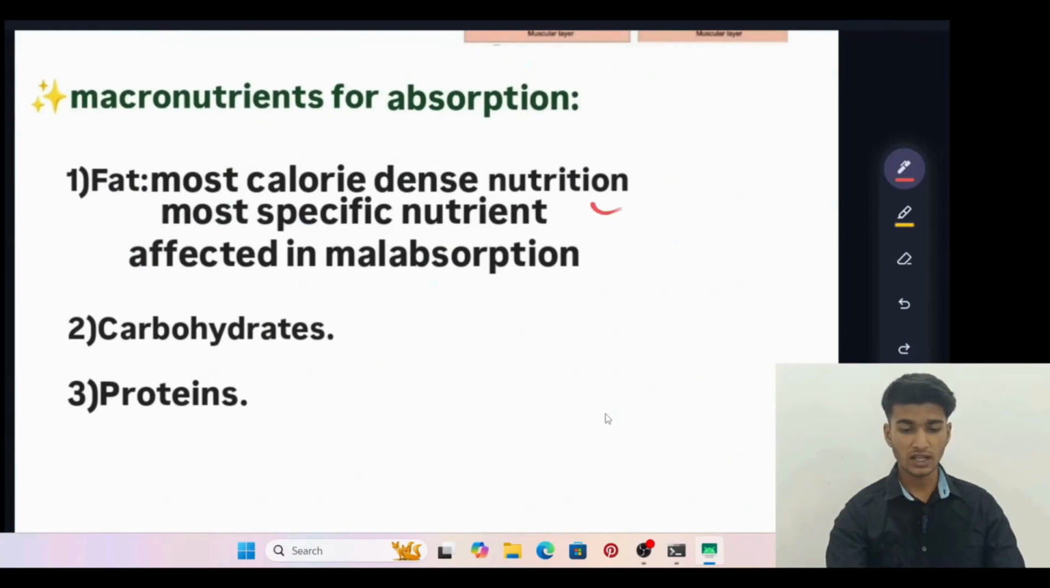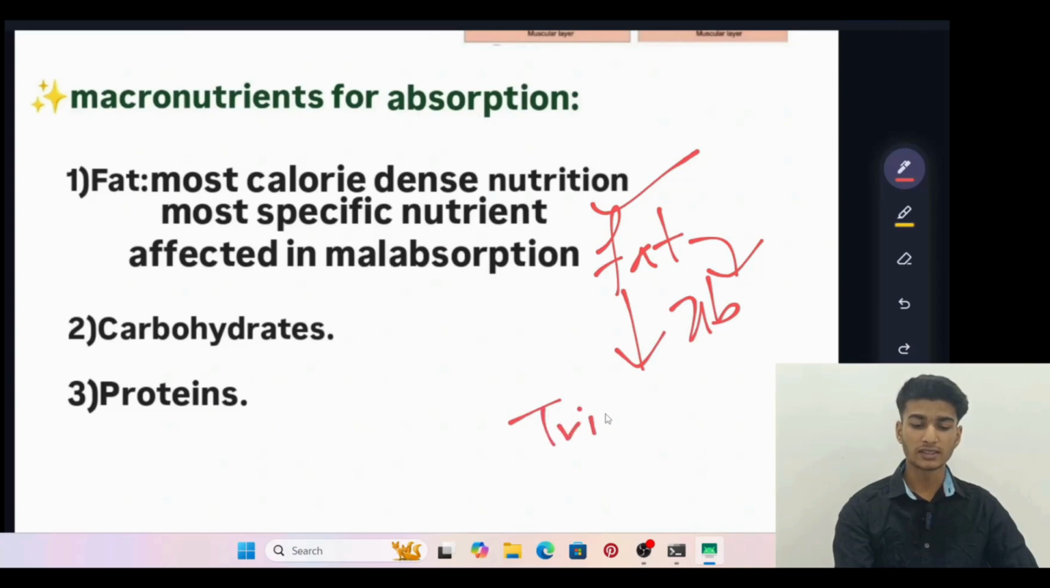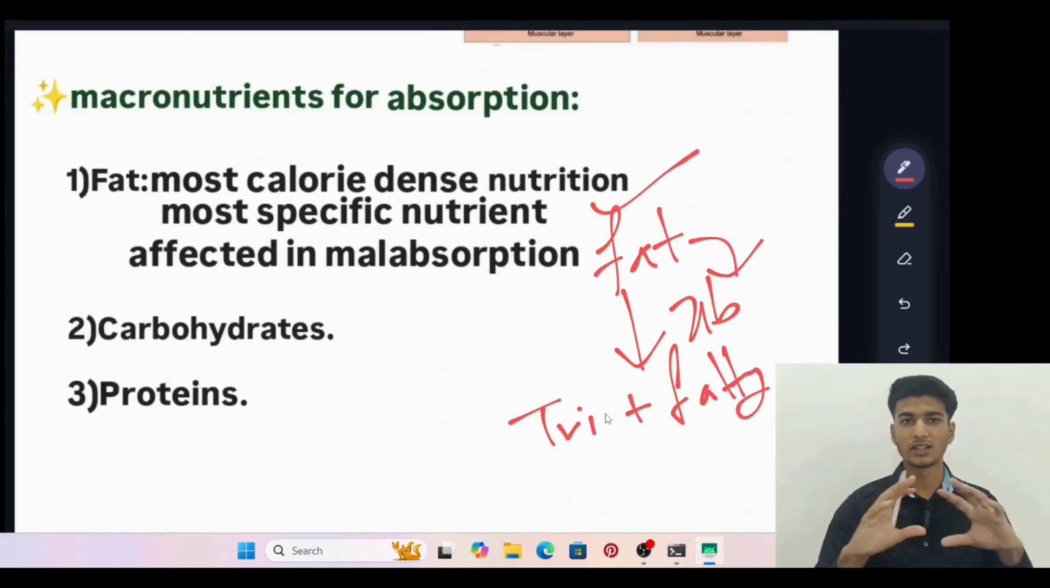Fat is the most calorie-dense nutrient. We can digest fat, but we cannot absorb it directly. We have to break these fats into triglycerides plus fatty acids, and then they are converted into chylomicrons. It is a physiological and biochemical process that I won't be teaching here. You should learn that in physiology and biochemistry. After that, the second most absorbed material is carbohydrate, and after that it is protein.